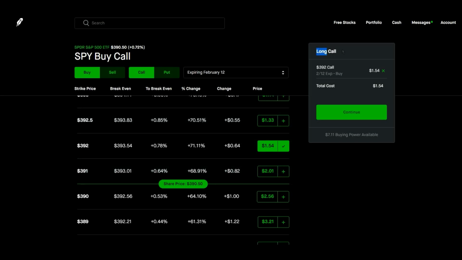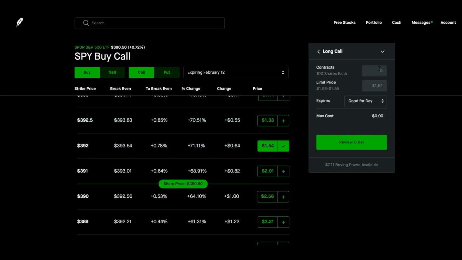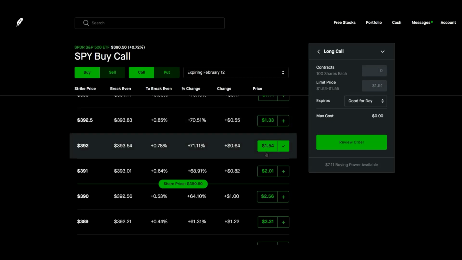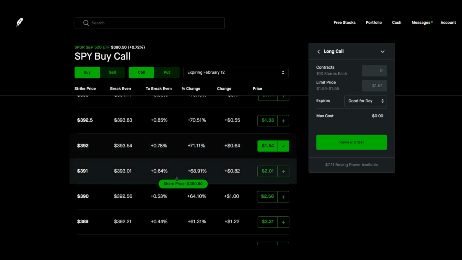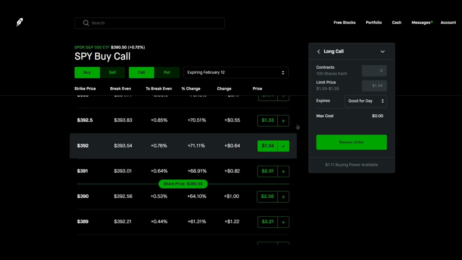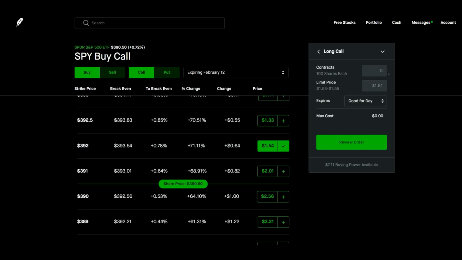As you can see here, it says it's a long call. So that's a call. And when you select that, you are paying $154. I know there it says $1.54, but remember, this is the right to buy 100 shares of that contract if the share price is over $392. So everything is multiplied times 100. So if you see here, I buy one contract, that's going to cost me $154.